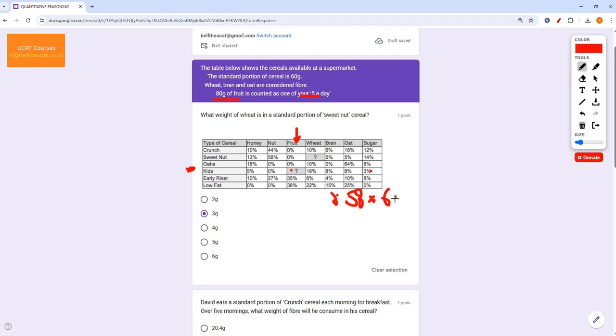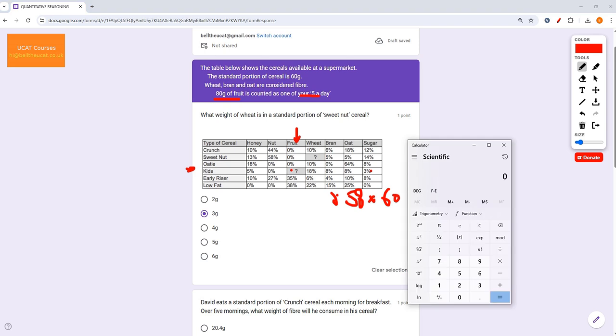0.58 of 60. Then divide up. 0.58 times 60 is 34.8. I need to make up 80, so 80 divided by 34.8 is 2.29.